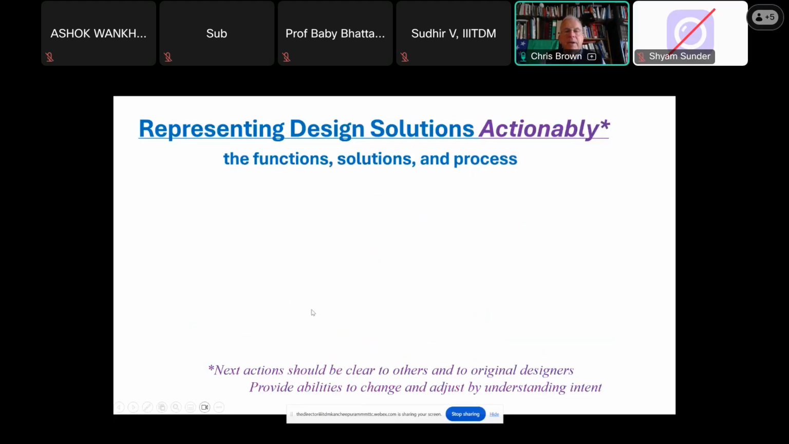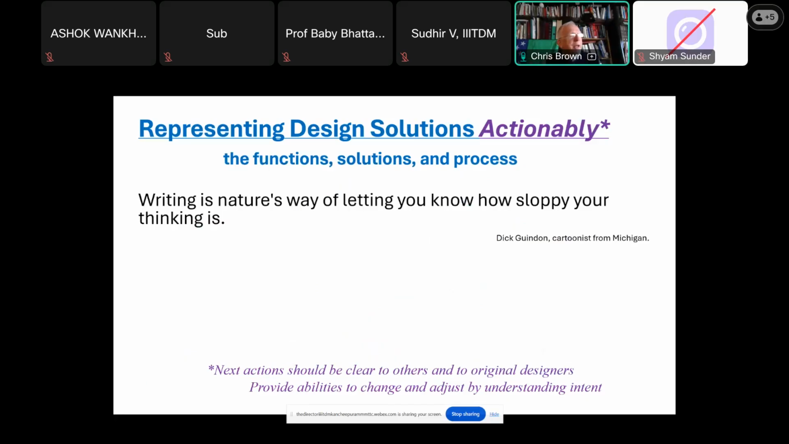All right, design solutions should be represented actionably. As engineers or designers, we're supplying the design. Here's what the thing has to look like and do. Somebody else has got to make it. Often engineers are involved, often we need engineers to supervise, but in general, designs are handed over to somebody else.